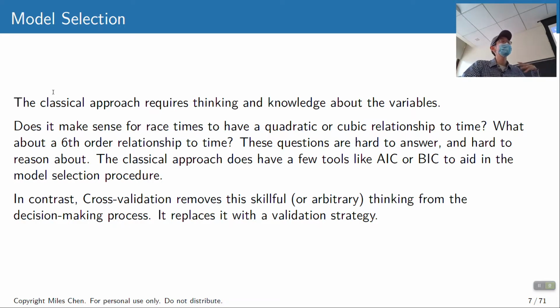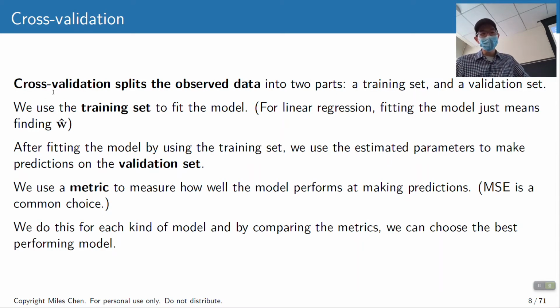You could say I'm being skilled when I'm making these decisions. It just seems kind of arbitrary. And we replace it with this validation strategy. Okay, and that's where we do this cross-validation.